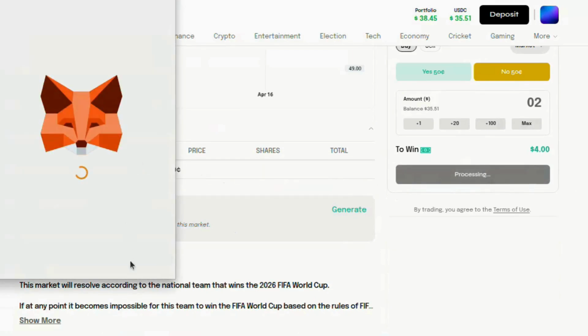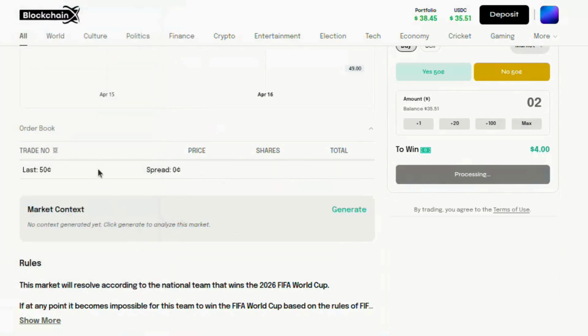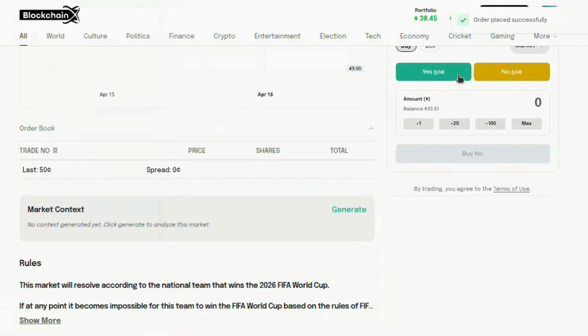If sufficient quantity is available, the order is fully filled. If only partial liquidity is available, the order is partially filled, and the remaining quantity is handled accordingly. This ensures that market orders are executed efficiently based on real-time market conditions.